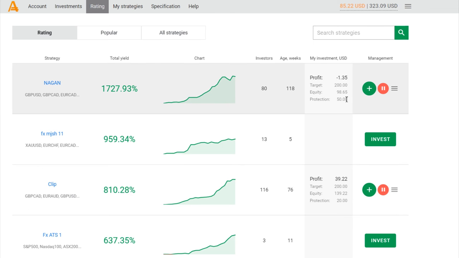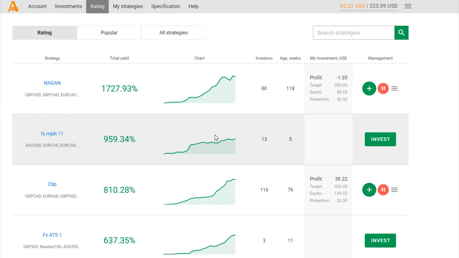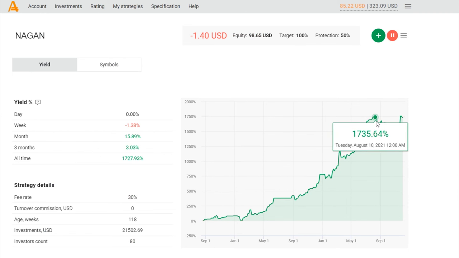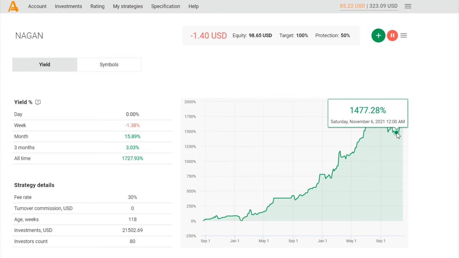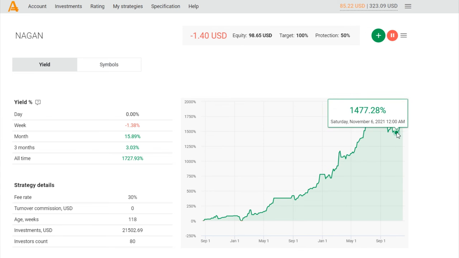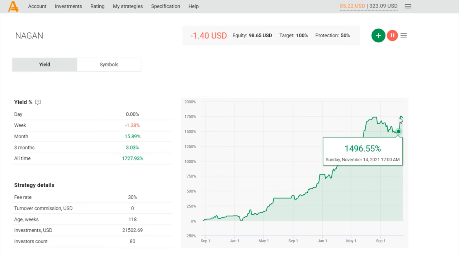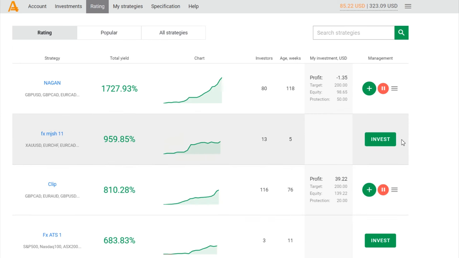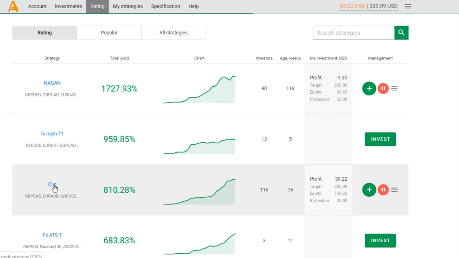And I had a loss in Nagant strategy, but you see now I have still one and almost $0.50 of loss. But if we look at the results of this strategy, you see a drawdown since August of this year almost to November. And since this period, this strategy is showing us recovering since this drawdown. So the main profit I got from Clip strategy.